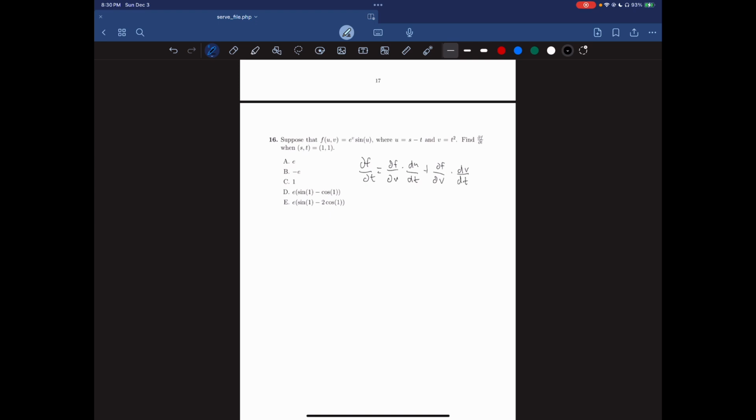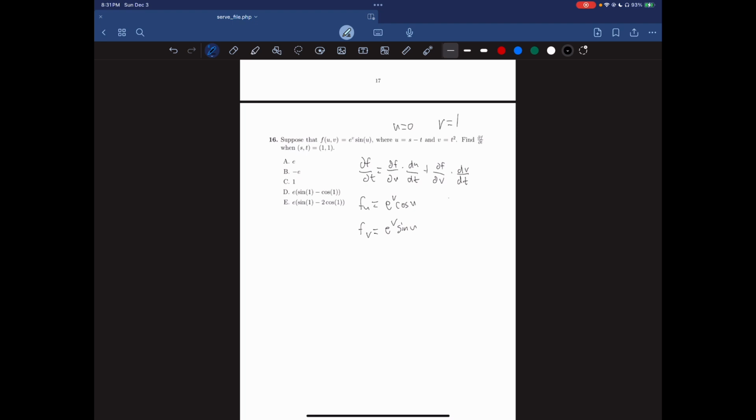And we know s, t equals 1, 1, so we can find u and v pretty easily just plugging it in. So we know u equals 0 because s minus t, 1 minus 1, is 0, and v equals t squared, so v equals 1. That's going to be helpful. Del f del u is just e to the v cos u, and then also del f del v is just e to the v sine u. Doesn't really change.